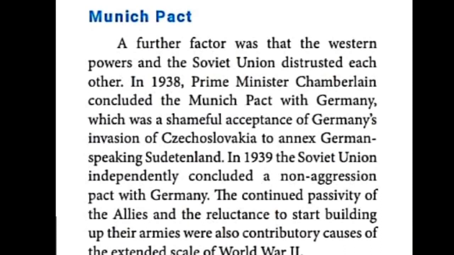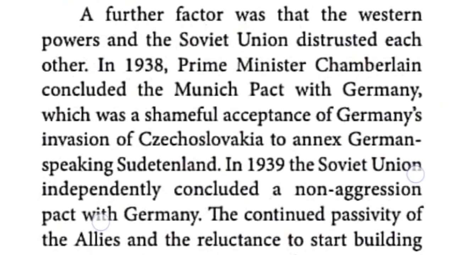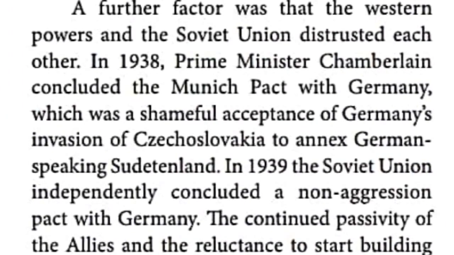The next, what is given, the Munich Pact, the last para. Under the Munich Pact, what things are given? Here it is given a further factor was that the Western powers and the Soviet Union distrusted each other. Russia as well as the Western powers, in the sense the Allied powers, had no trust with each other. They did not believe each other.